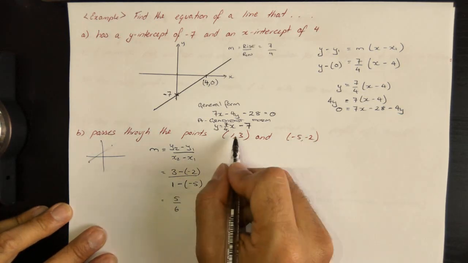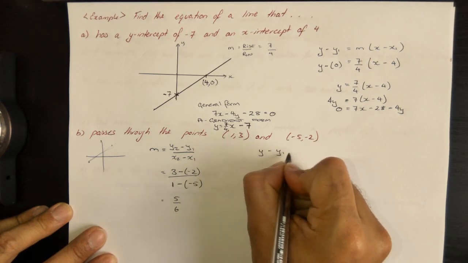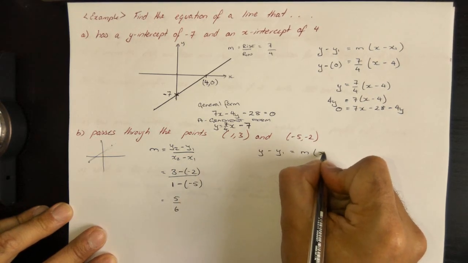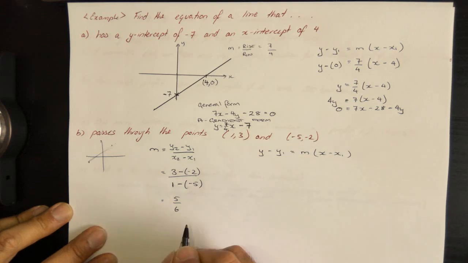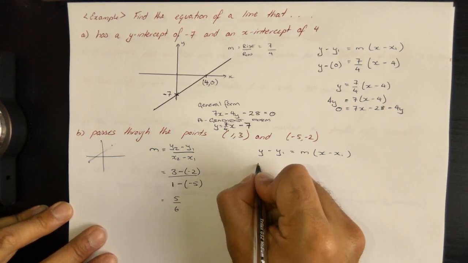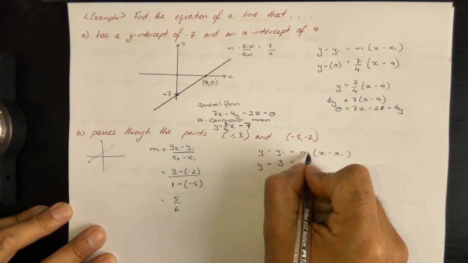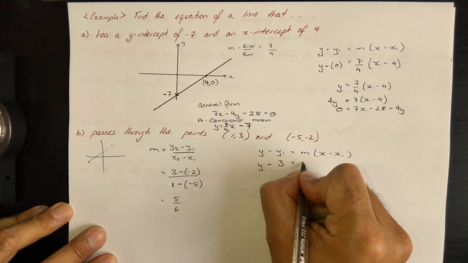Okay, now I have a gradient. Now I'm just going to pick either this point or that point to use in the other formula. For working with nice positive numbers, I'm going to use this one. So y minus, my y1 is 3. My m, or my gradient, is 5 over 6.